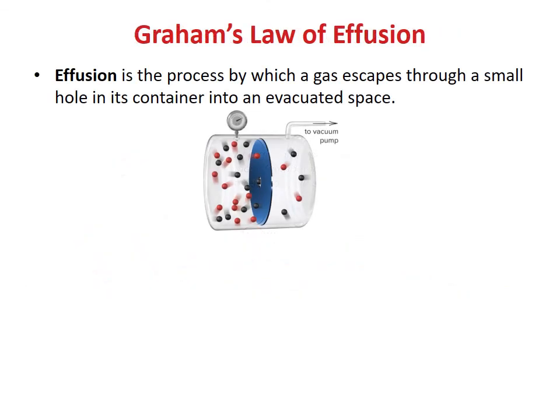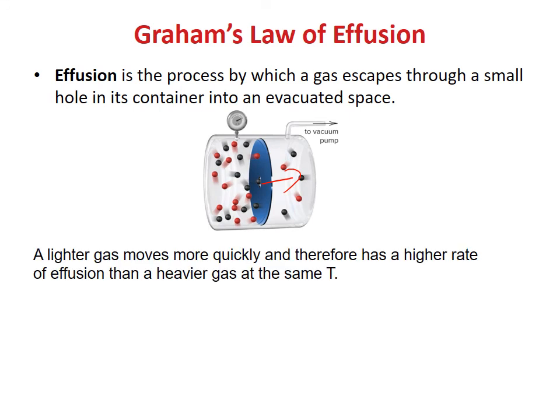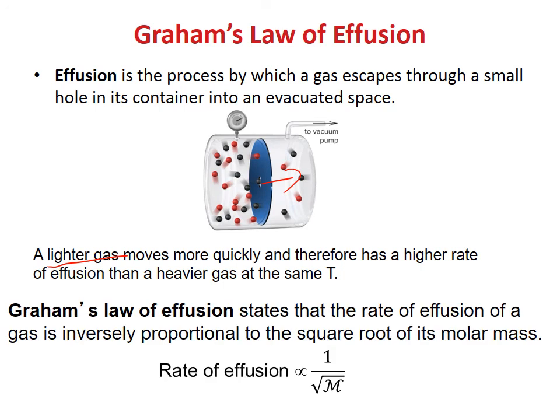Effusion is the process by which a gas escapes through a small hole in its container into an evacuated space. We already know that a lighter gas moves more quickly and therefore has a higher rate of effusion than a heavier gas at the same temperature. Graham's law of effusion states that the rate of effusion of a gas is inversely proportional to the square root of its molar mass. A lighter gas has a smaller molar mass. 1 divided by a small number gives you a high rate of effusion.